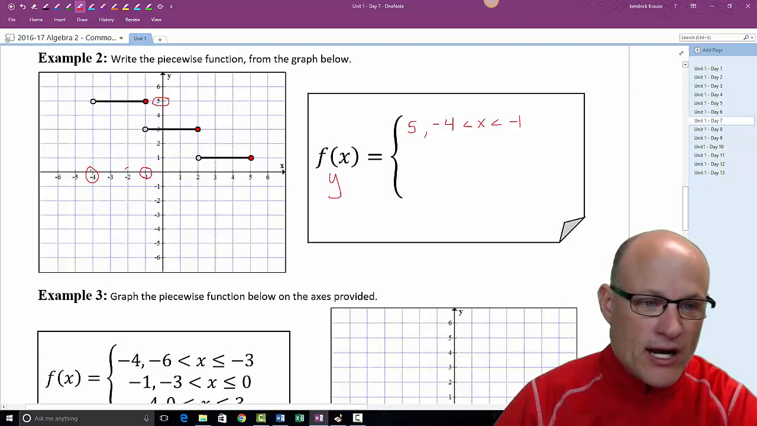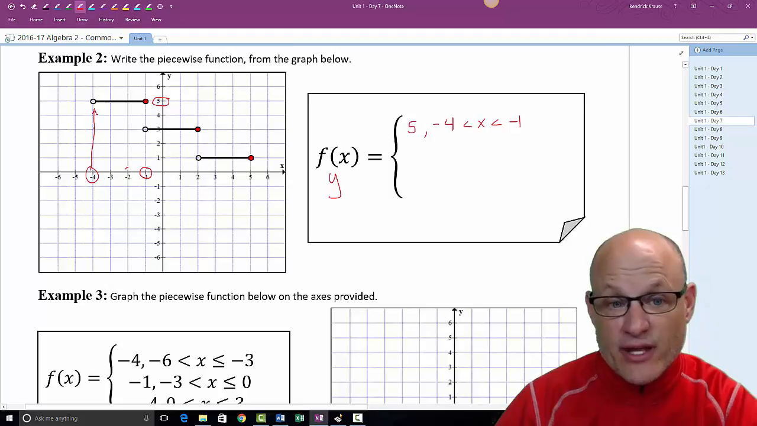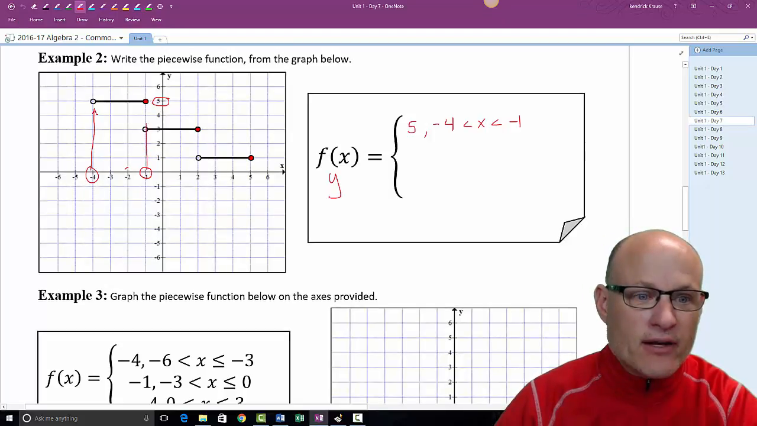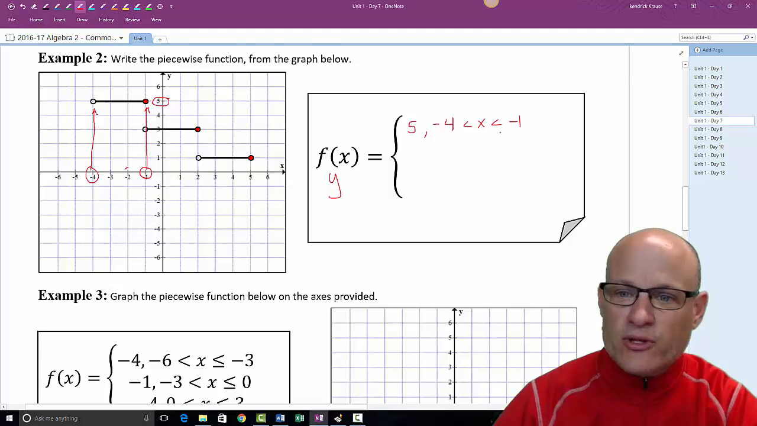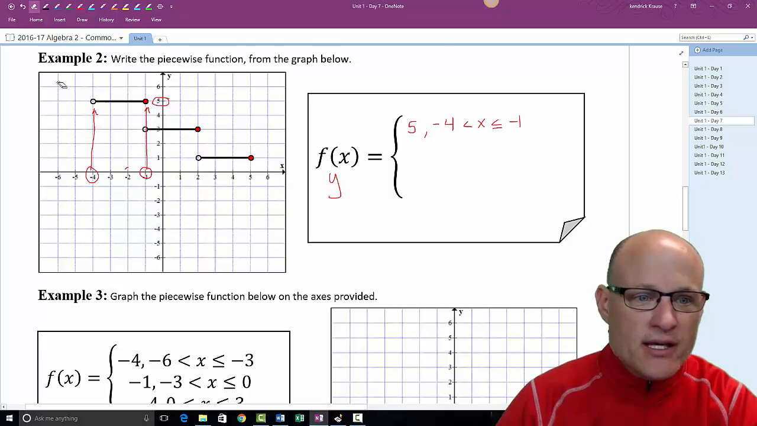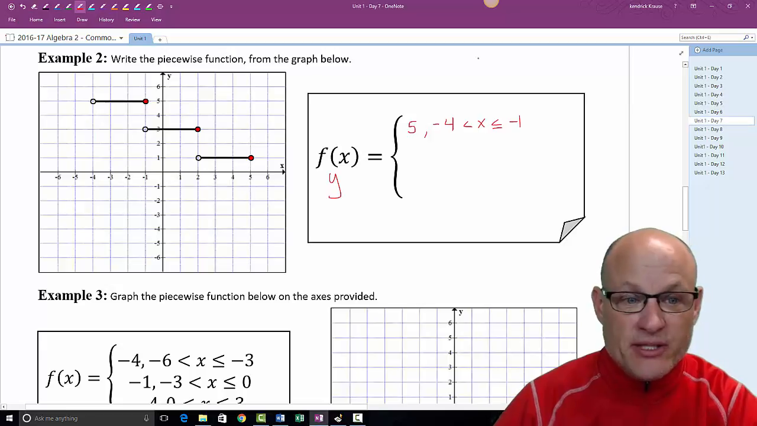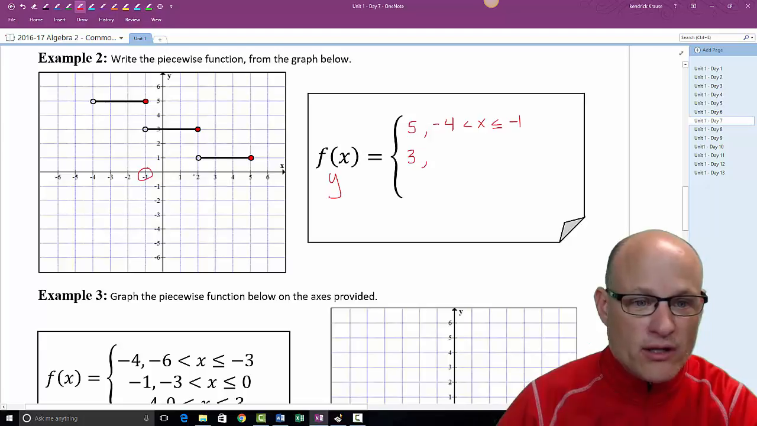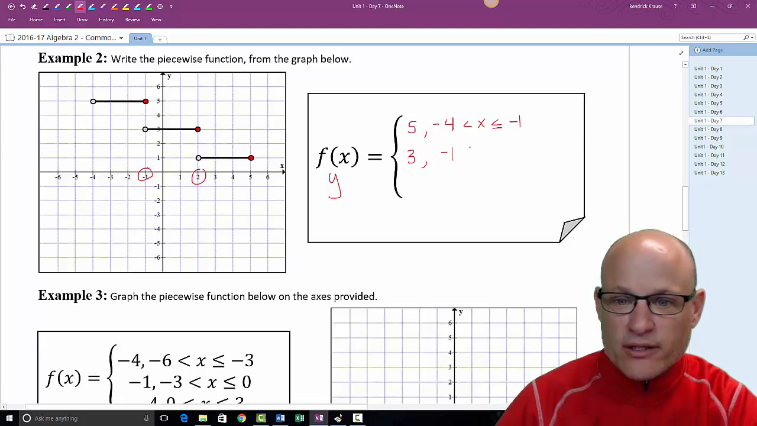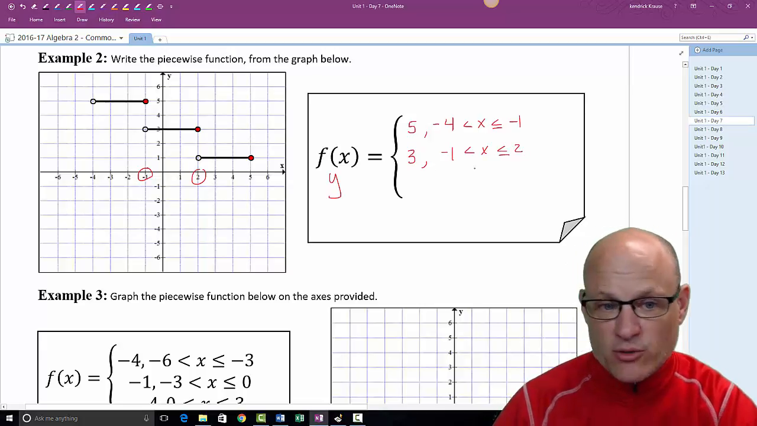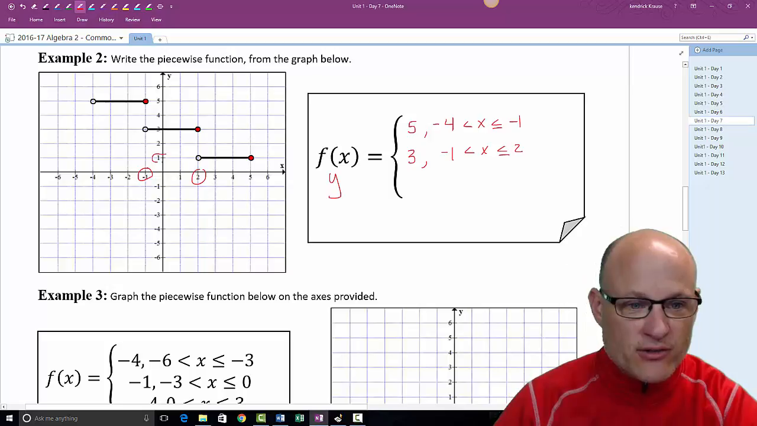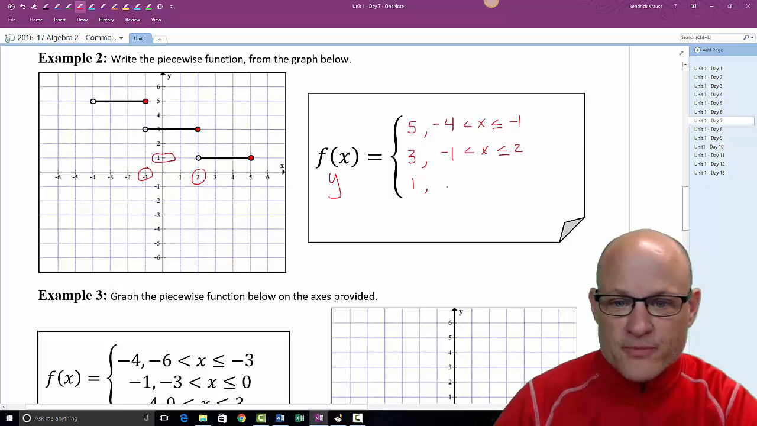Now, at -4, I have an open circle, so I'll leave it as less than. But at -1, I have a closed circle, so we'll put this as an equal to. The next value this function can be is 3. And that's from -1 to 2. So -1 less than x less than 2. But at 2, we have a closed circle, so we'll put it equal to. And finally, the last value is 1, and that's from 2 less than x less than or equal to 5.